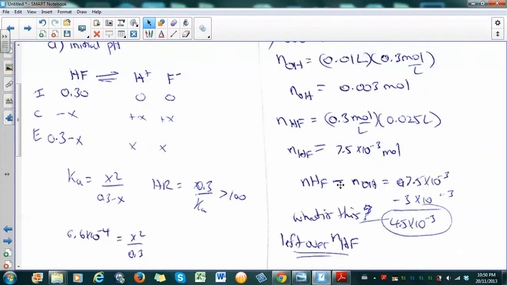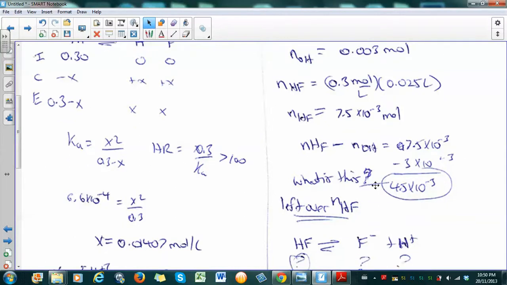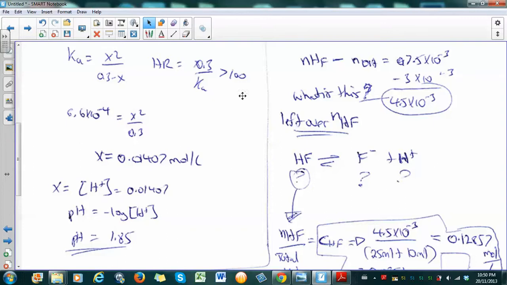Here you just take the subtraction. You take the moles of the acid and subtract the moles of the base, because acid and base cancel out. So 7.5 times 10 to the negative 3 minus 3 times 10 to the negative 3, and you get 4.5 times 10 to the negative 3. Now what is this? This is your leftover acid. So what was your acid? Your acid was HF. So now you have your equation again, the same equilibrium table as in part A.